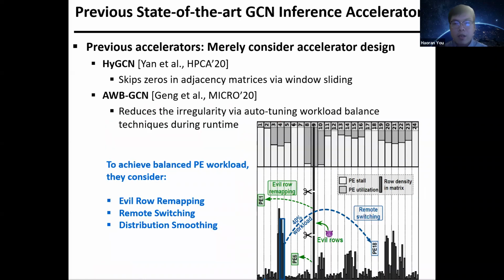Another example is AWB-GCN, which reduces the irregularity via auto-tuning workload balancing techniques during runtime. As shown in this figure, the bottom bar denotes the row density in the adjacency matrix, while the upper bar represents the corresponding PE utilization. We see that there are indeed unbalanced workloads. So to achieve more balanced PE workloads, they consider three techniques: evil row remapping, remote switching, and distribution smoothing to make the workload distribution smoother.